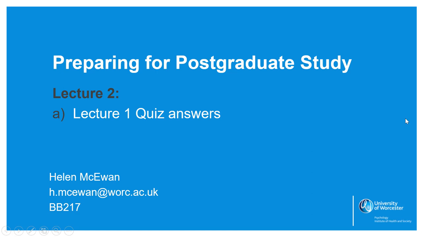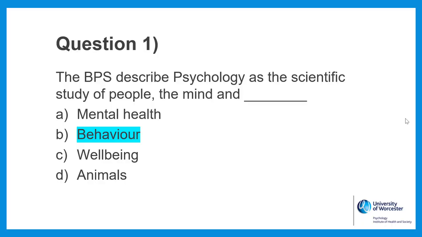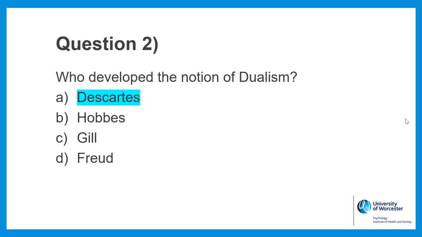This is Lecture 2 of the Preparing for Postgraduate Study course, Section 1, looking at the background to psychology. In this lecture, I'm going to be providing you with the answers to the first quiz that you completed on the Lecture 1 content. So, Question 1, the BPS describes psychology as the scientific study of people, the mind, and behaviour.